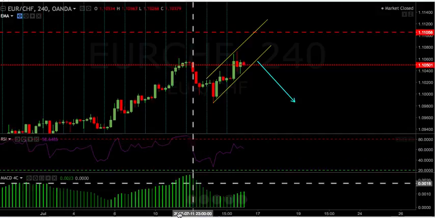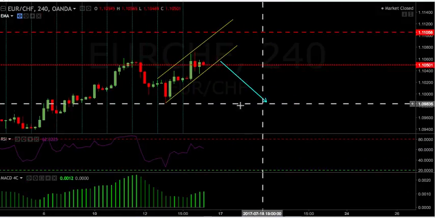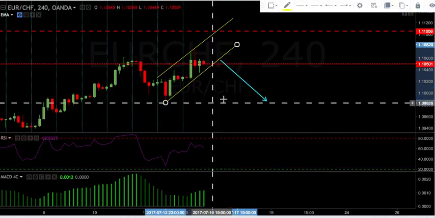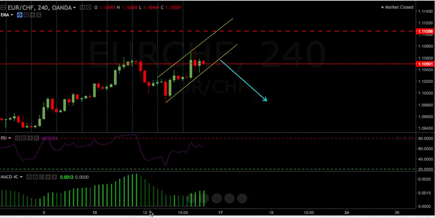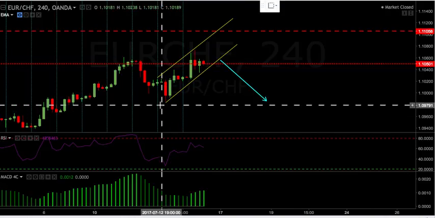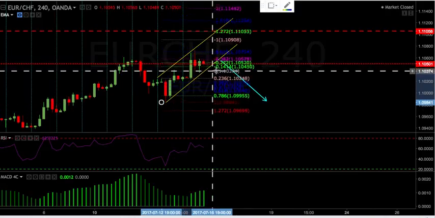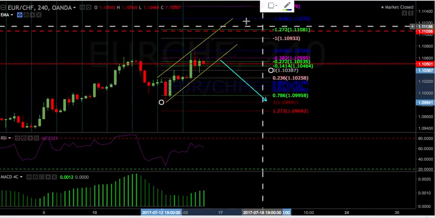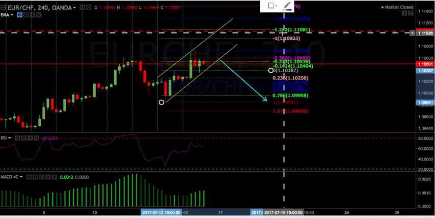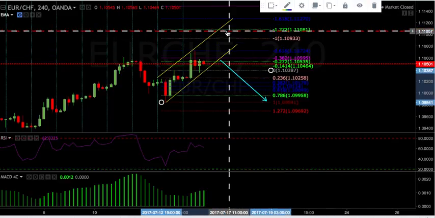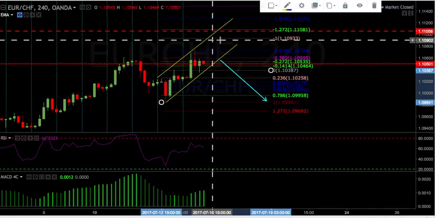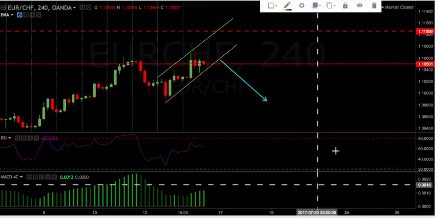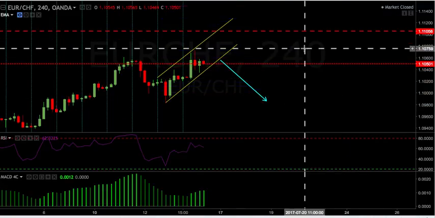If you use your fib, I usually don't like using the fib as much on the 4-hour, but you still can use it. But if you use your fib from this low to when price started to reverse around here, you'll see in this area right at that 1.272 extension is right where that high is. So that will be a good area to look for your bounce. So that's the turtle.